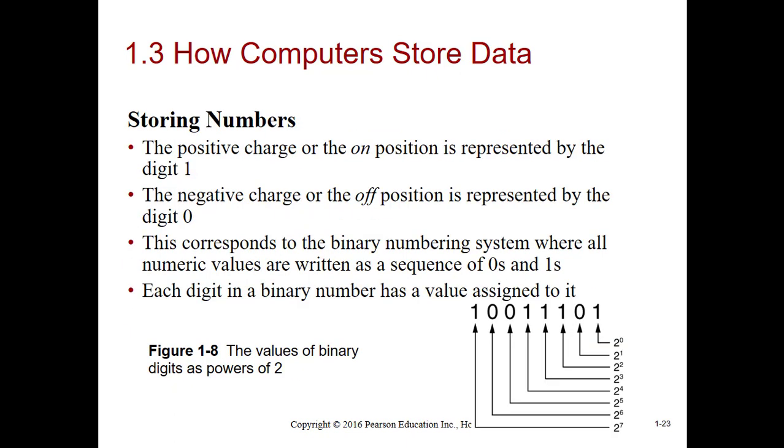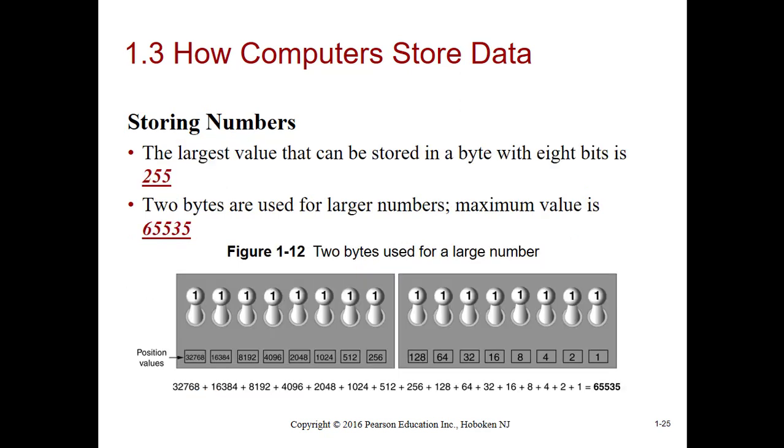Storing numbers. The way this works is, see down at the bottom, figure 1-8, the one to the right represents 2 to the 0 power. The one next to it is 2 to the first power, and then 2 to the second, and so on. So 2 to the 0 power is 1, and 2 to the first power is 2, and then 4, 8, 16, 32, 64, and so on, all the way up. For large numbers, it uses 2 bytes, and it'll go up to 65,535.